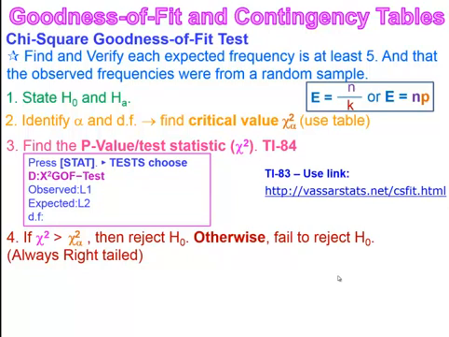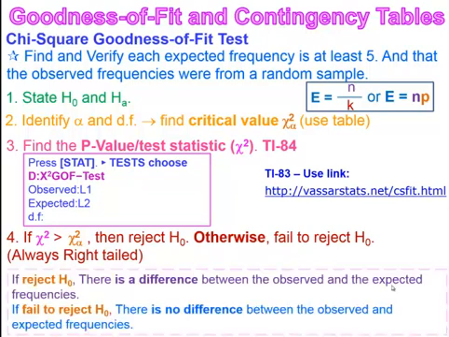Always, always right tail. You're always testing, is the test statistic greater than your critical value? If you reject the null, there is a difference between the observed and the expected frequency. If you fail to reject the null, then there is no difference between the observed and the expected frequency.